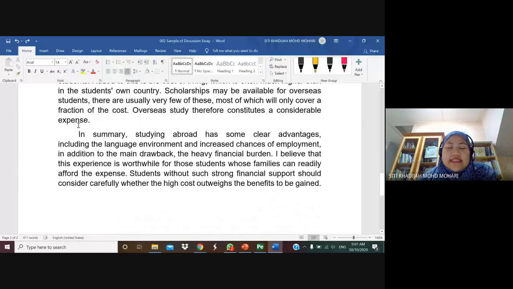Okay, last but not least, the summary. In summary, studying abroad has some clear advantages, including the language environment and increased chances of employment, in addition to the main drawback, the heavy financial burden. Okay, this is the restatement of your thesis statement, right? I believe that the experience is worthwhile for those students whose family can readily afford the expense, as students without such strong financial support should consider carefully whether the high cost outweighs the benefits to be gained.